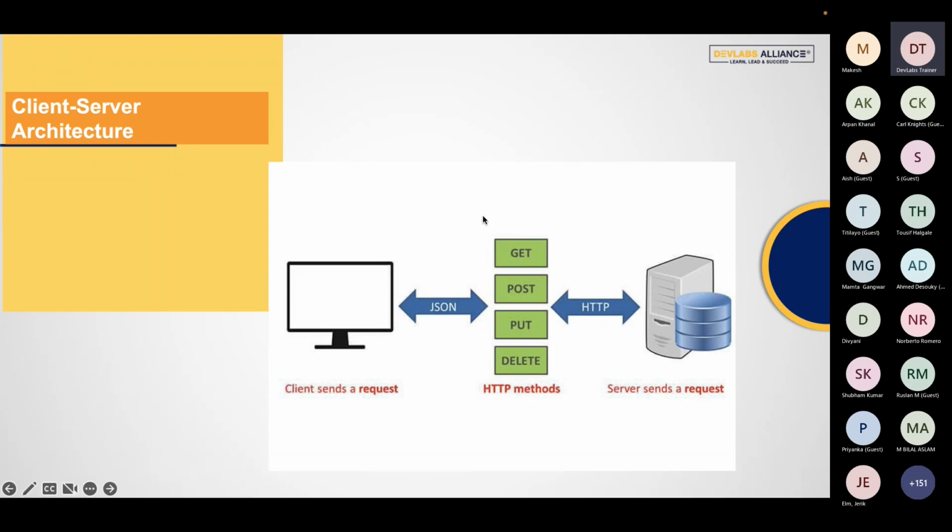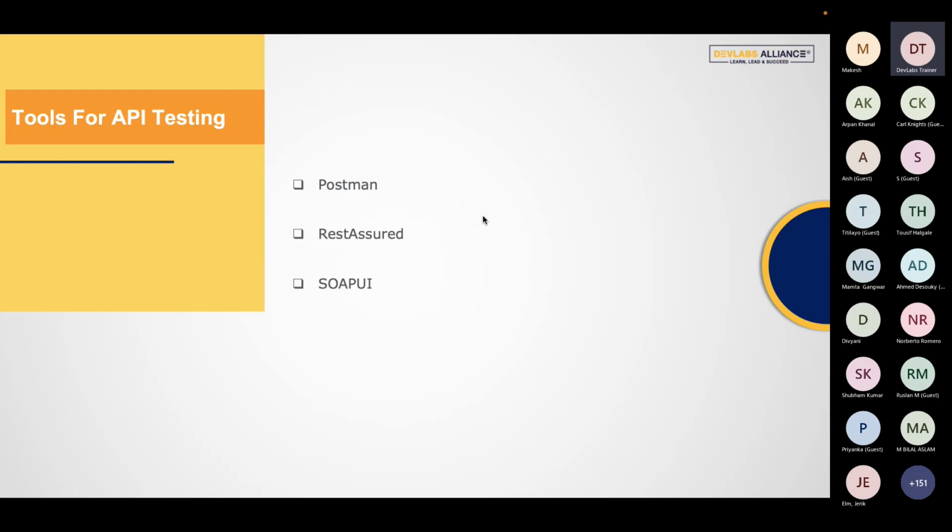Moving to the next slide, we have to talk about what are the tools available in the market to test the APIs or web services. The most famous, since we are talking about REST services, we have two kinds of services. One is REST and one is SOAP, right? I hope you guys understand what is REST and what is SOAP. So basically, we have two kinds of API or web services, one is REST, one is SOAP.